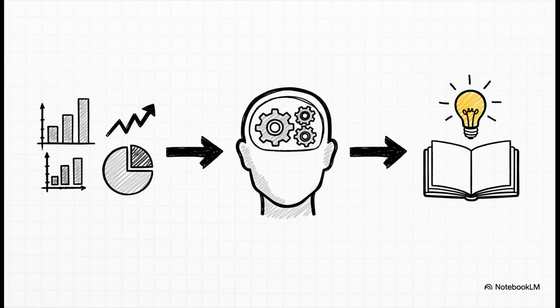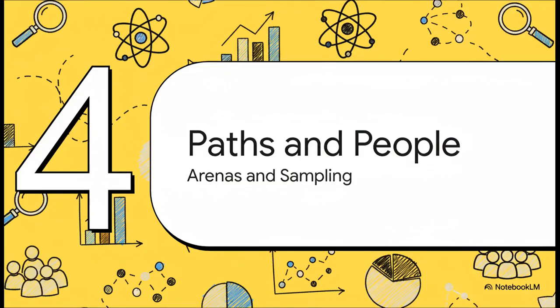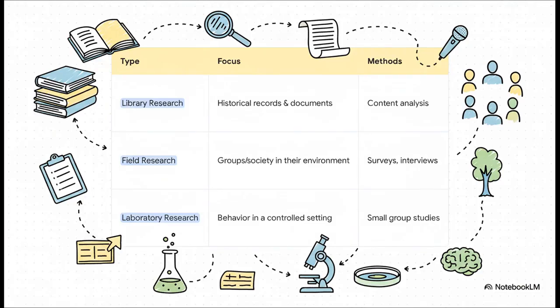Okay, so within that whole process we just walked through, researchers come to a huge fork in the road. They have to make two massive choices. Where are they going to look for their answers, and who or what exactly are they going to study? These decisions pretty much define the entire project. You've basically got three main playgrounds for research. You can do library research, which is all about digging through historical records and documents.